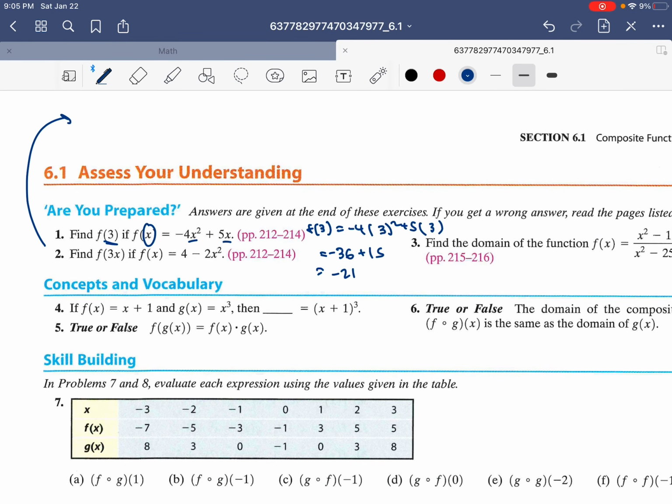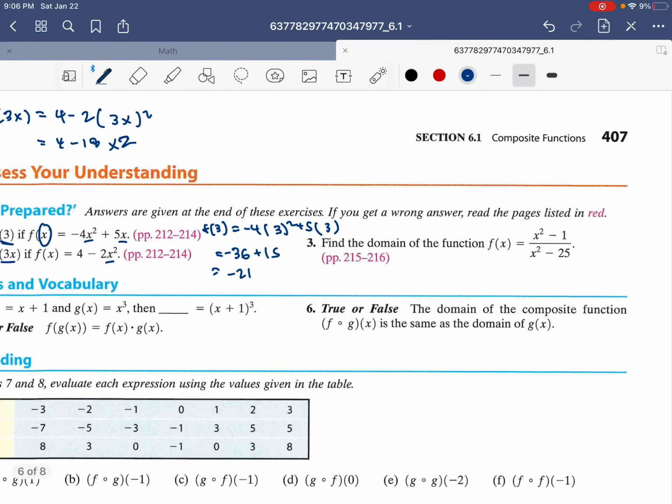Okay, and then for 2, f(3x). So 3x is your new x, so you're going to plug it into here. You're going to get 4 minus 2(3x) squared. And this is your answer.